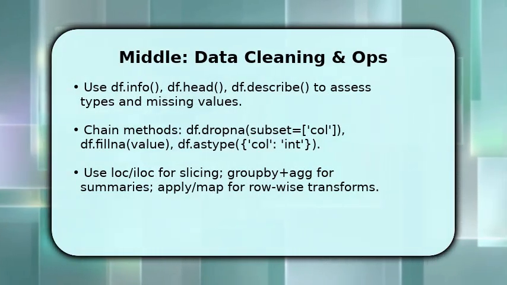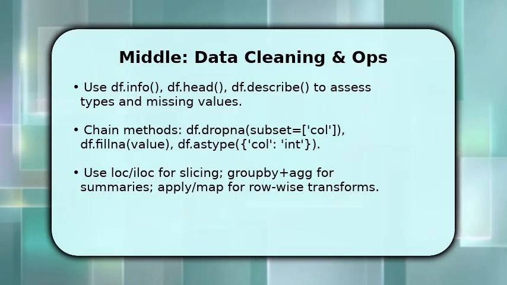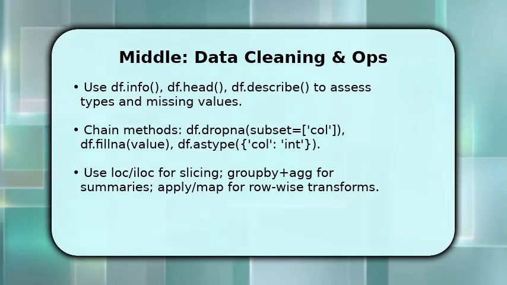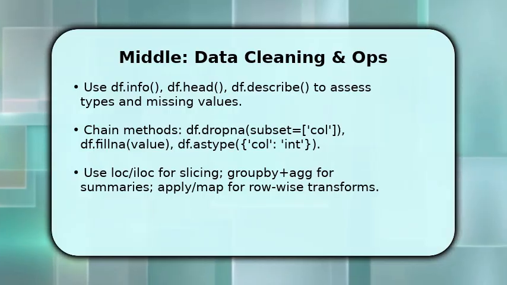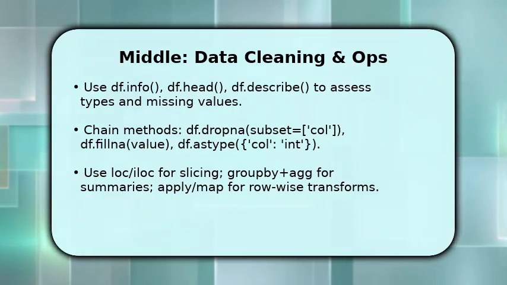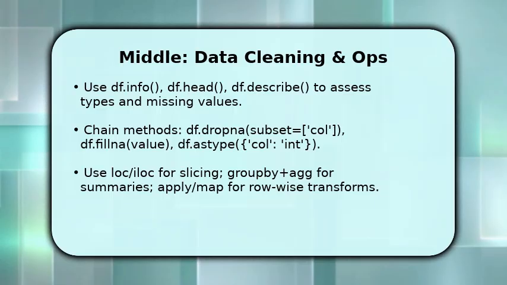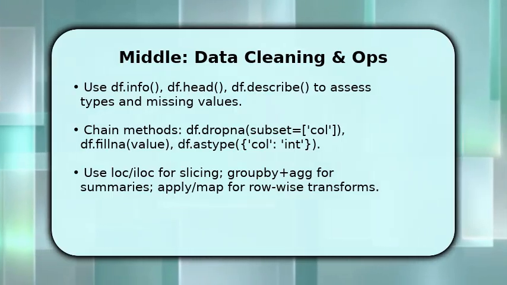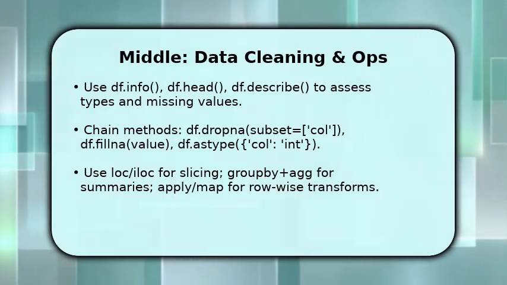Start by profiling with df.info, df.head, and df.describe to understand types and nulls. Make targeted fixes: drop irrelevant rows with df.dropna with the subset parameter, fill gaps using df.fillna with a value, and convert types with df.astype, for example int.